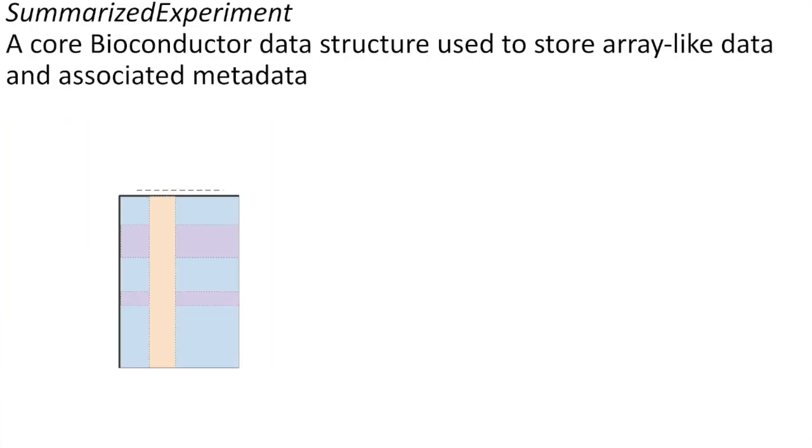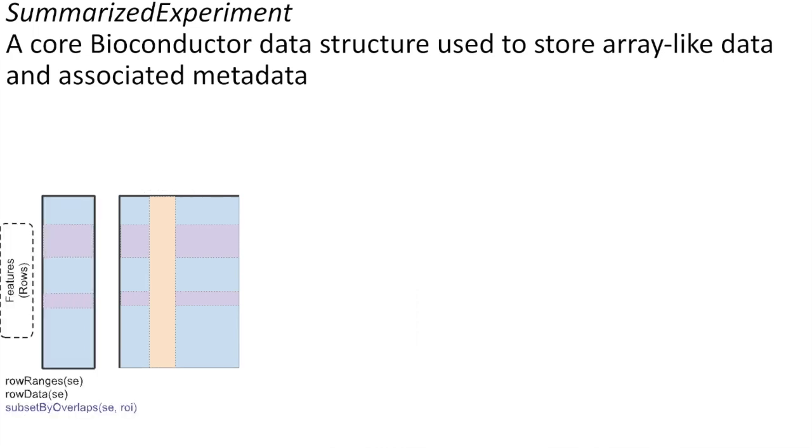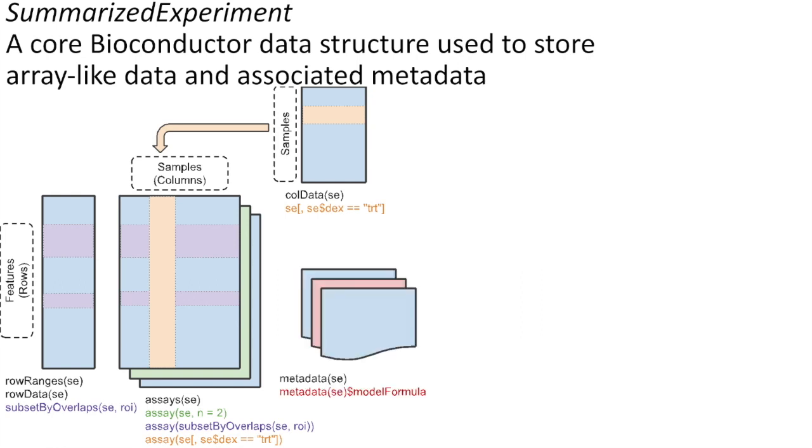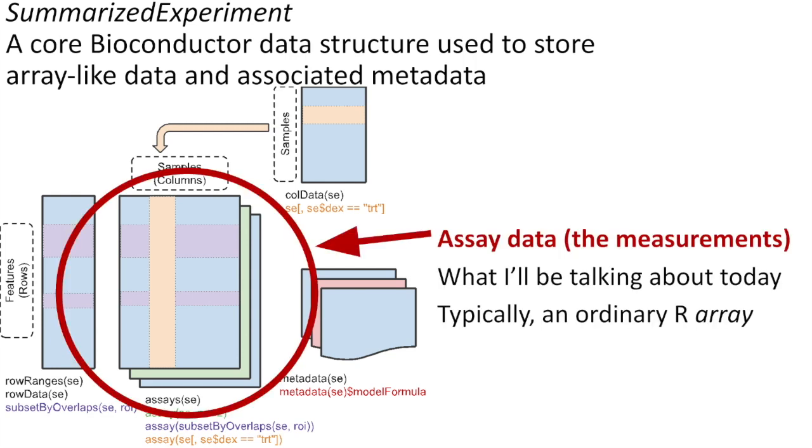At the heart of what we do in Bioconductor are many core data structures. One of these is the summarised experiment, used to store array-like data and associated metadata. At its heart, a summarised experiment is an array of values with metadata on the rows, which are the features, and metadata on the columns, which are our samples. We may have multiple assays, so multiple arrays of data, and we may have some metadata on the experiment as a whole. This is all encapsulated in the summarised experiment object.